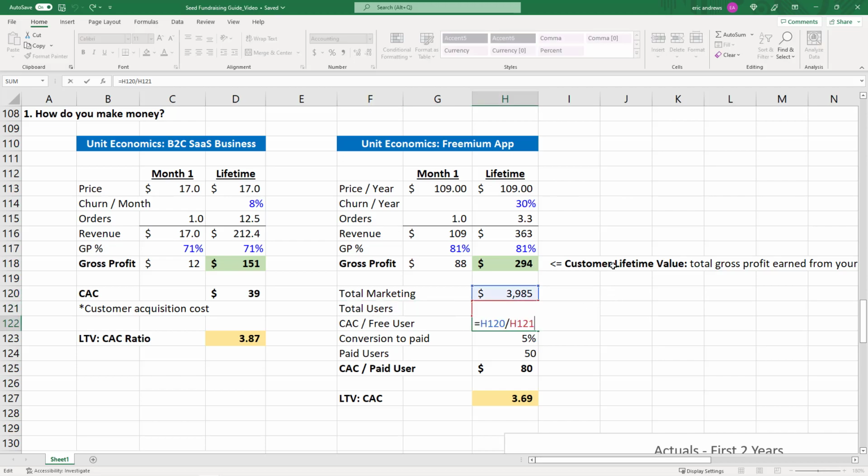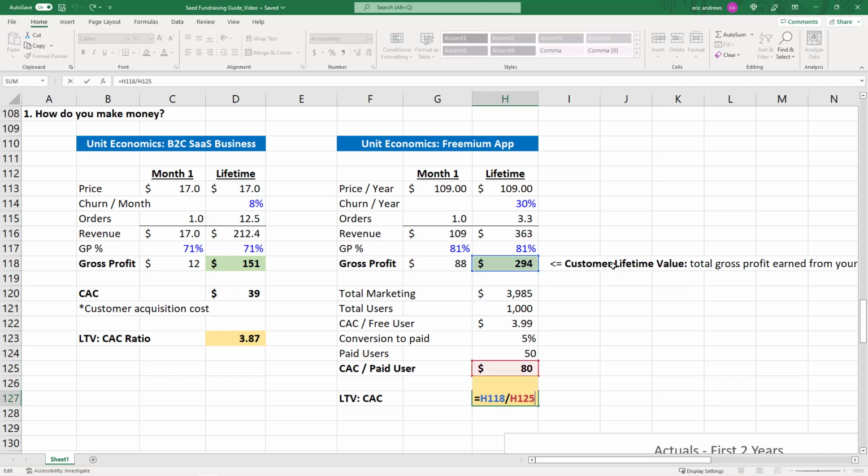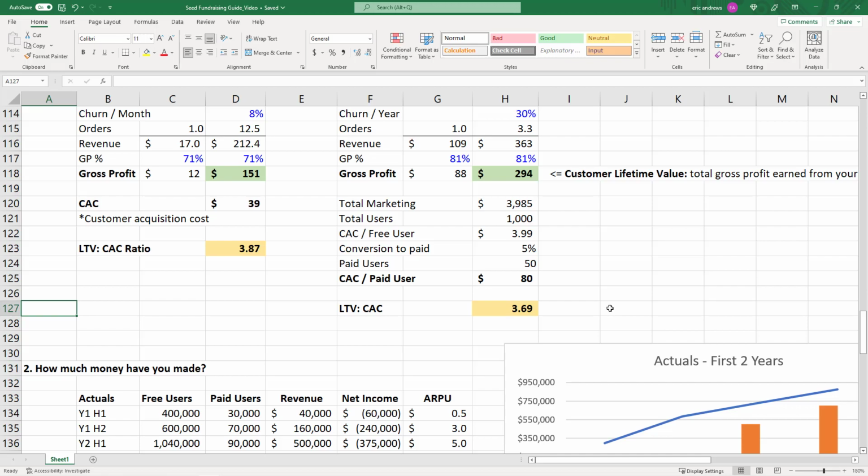So our CAC per free user is $3.99. Let's say 5% of our free users convert to paid. So 50 of the 1,000 convert to paid. So $4,000 divided by 50 is an average CAC of $80. Customer acquisition cost is $80. So again, we spent $80 to acquire a user, and then we expect to make $294 on our lifetime relationship with that customer in terms of gross profit. So our LTV to CAC ratio is 3.69. That is how we make money. So this is a great way to explain that in your seed fundraise.